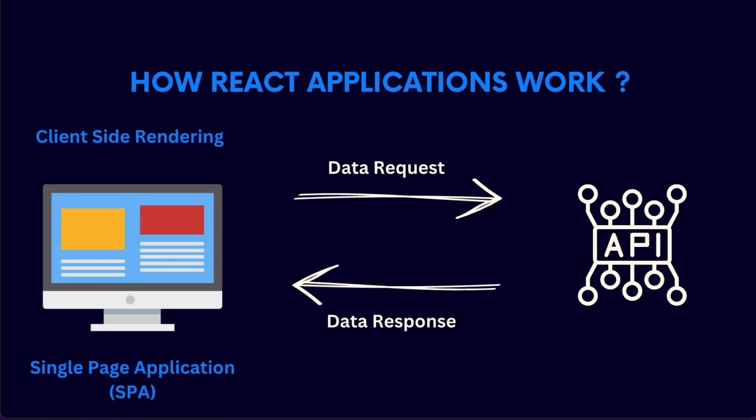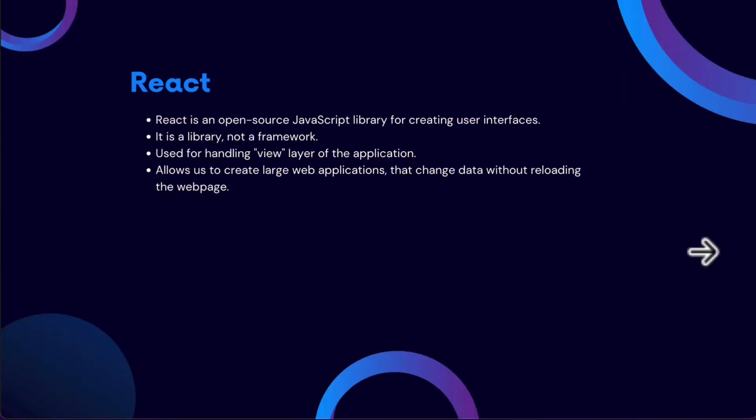So let's have a brief introduction to what exactly React is. React is an open source JavaScript library for creating user interfaces. Let's dissect this definition a little bit. React is open source. That means it's available to the public for use. There's no commercial license. You can freely use the software, and you can also view the source code, which is publicly available.